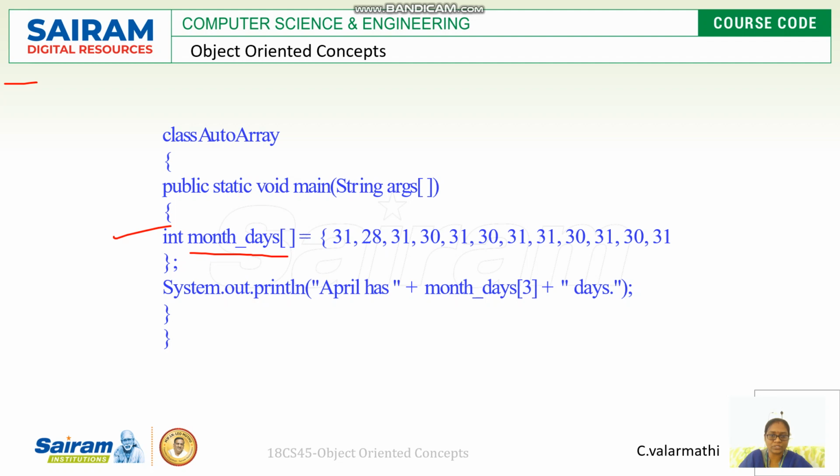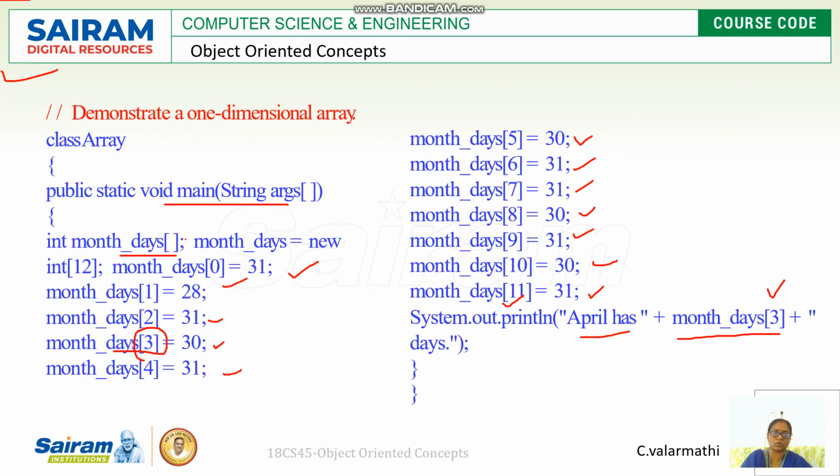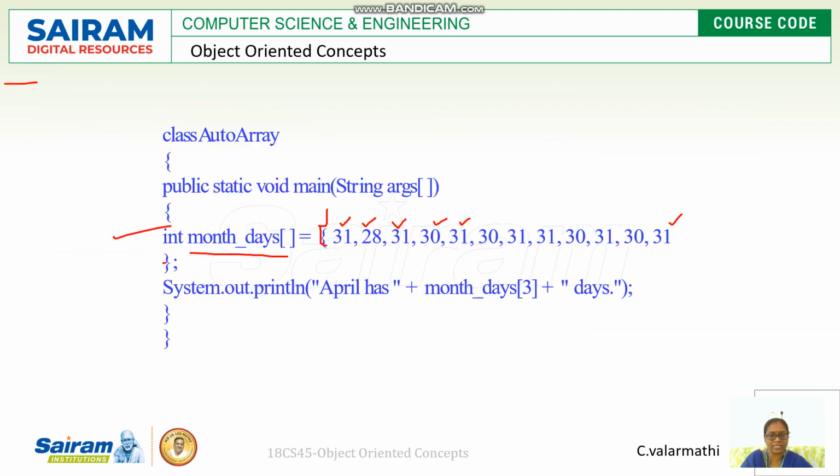Then using the curly braces, I am defining the 0th element value, first element value, second, third, fourth, up to the last element. Then I will close the curly braces. So what happens? It is very simplified. See the complexity and coding length of this program and that program. These two are the same concept. The output will be the same here.